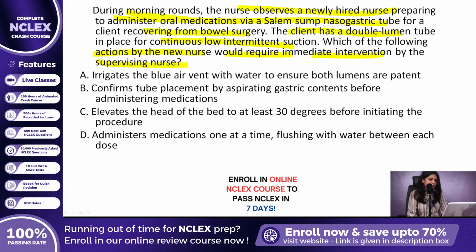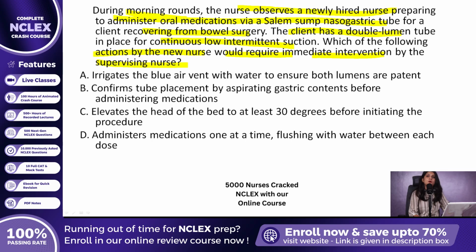Here are your choices. Option A. Irrigates the blue air vent with water to ensure both lumens are patent. Option B. Confirms tube placement by aspirating gastric contents before administering medications. Option C. Elevates the head of the bed to at least 30 degrees before initiating the procedure. Option D. Administers medications one at a time, flushing with water between each dose. One of these actions may seem helpful but is actually unsafe and puts the client at risk.